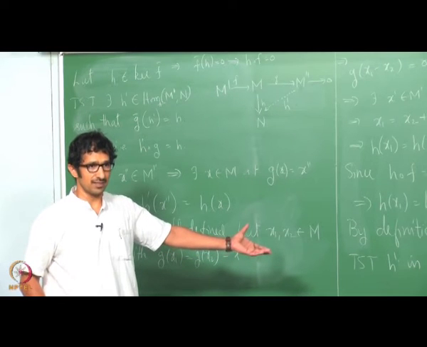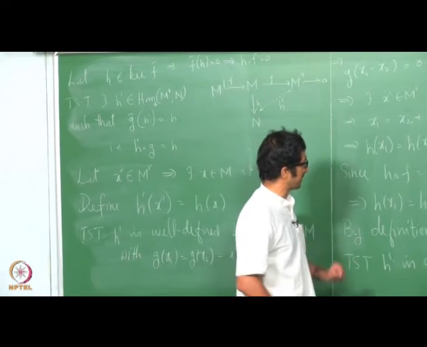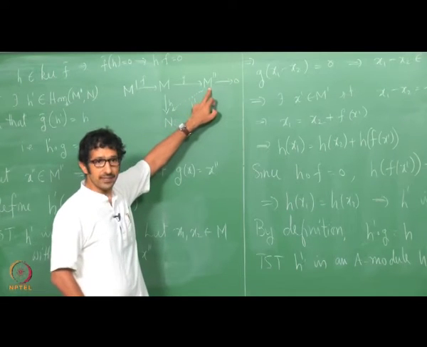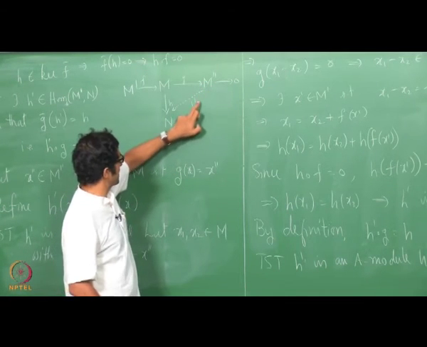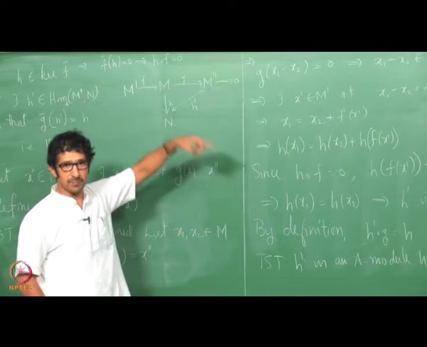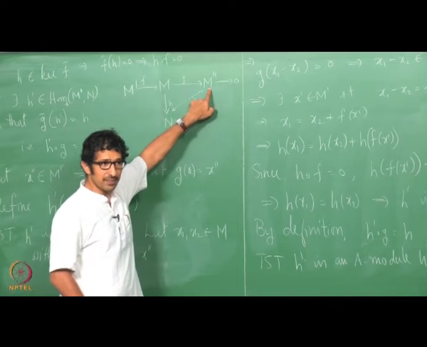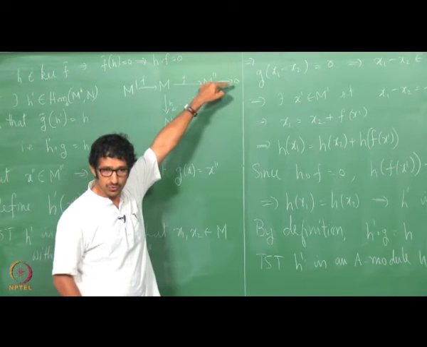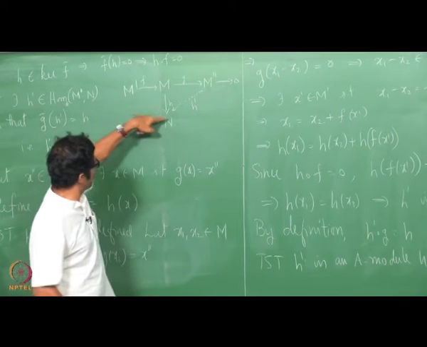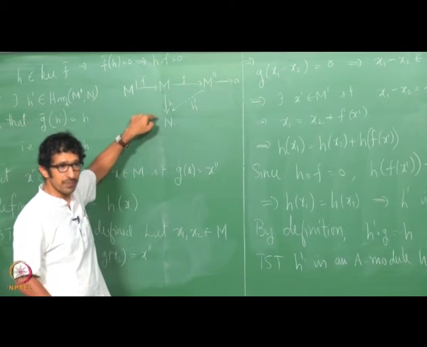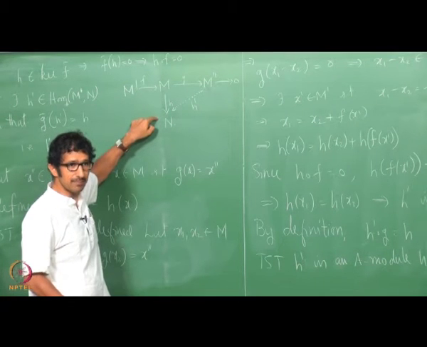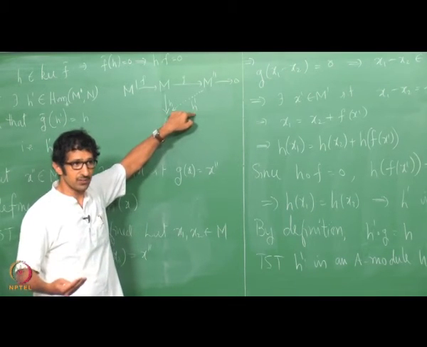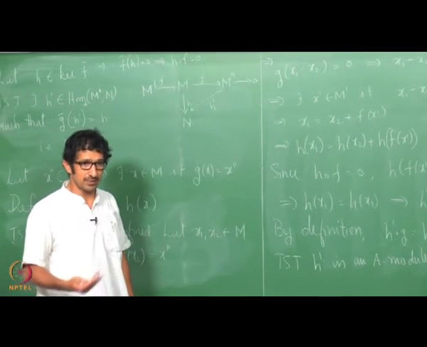But that is again straightforward. How did we define H prime? Suppose I take x1 and x2 here. We want to say that H prime of x1 plus x2 is the same as H prime of x1 plus H prime of x2. But if I take x1 plus x2 here, for x1 I have a y1 here, for x2 I have y2 here, therefore y1 plus y2 goes to x1 plus x2. Therefore H prime of x1 plus x2 is the same as H of y1 plus y2. But H of y1 plus y2 is the same as H of y1 plus H of y2, but that is the same as H prime of x1 plus H prime of x2. Similarly, you can check the scalar multiplication property as well.